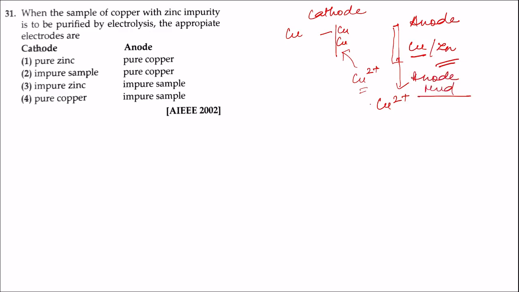So copper from the anode will get deposited at the cathode, and impurities present in the copper will be deposited below the anode as anode mud. So the correct option is pure copper as cathode and impure sample as anode. So the correct option is option 4.